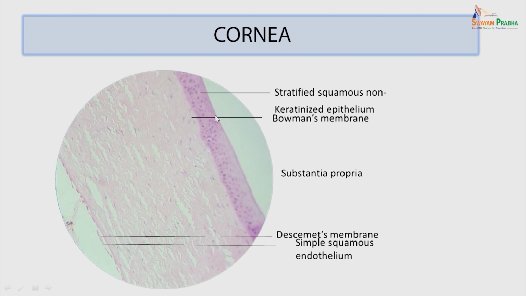Starting from the anterior part, it is a stratified squamous non-keratinized epithelium. Next to that is the Bowman's membrane, then the substantia propria.